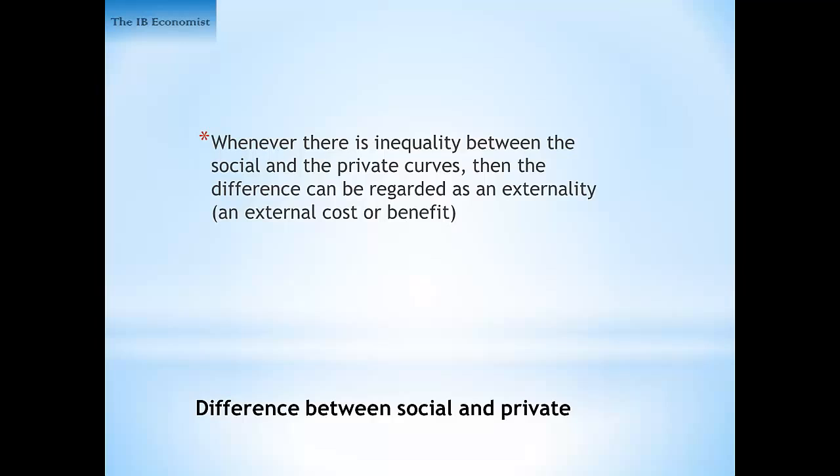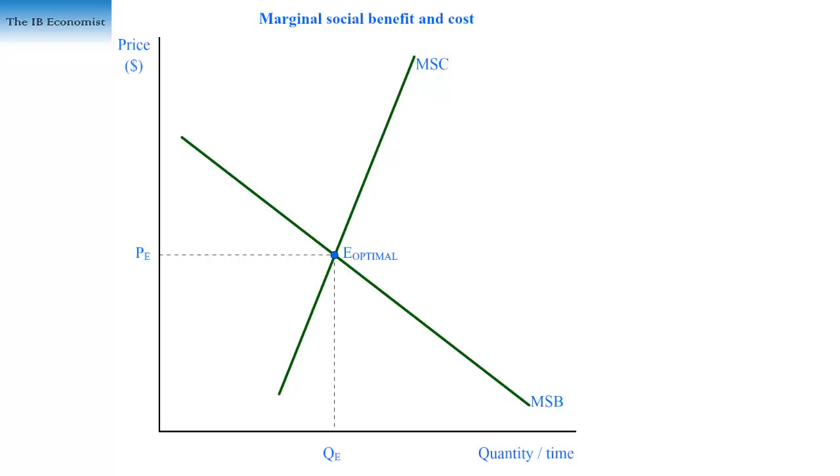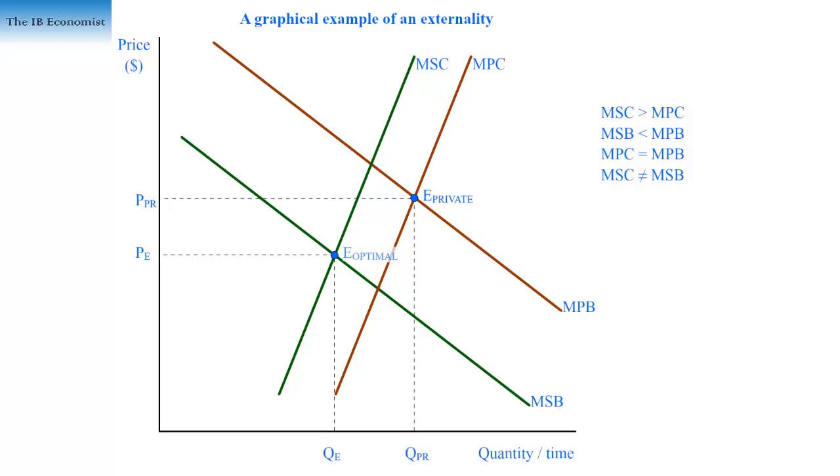Whenever this happens, it would create an inequality between the social and the private curves. Then the difference can be regarded as an externality or as an external cost or benefit. Let's have a look at the graphical example. We are back to our original diagram with the marginal social cost and the marginal social benefit, and we said that E optimal represents the optimal equilibrium for society. Imagine that people disregard the social cost and the social benefit, act on their own, and we can generate a marginal private cost and a marginal private benefit.